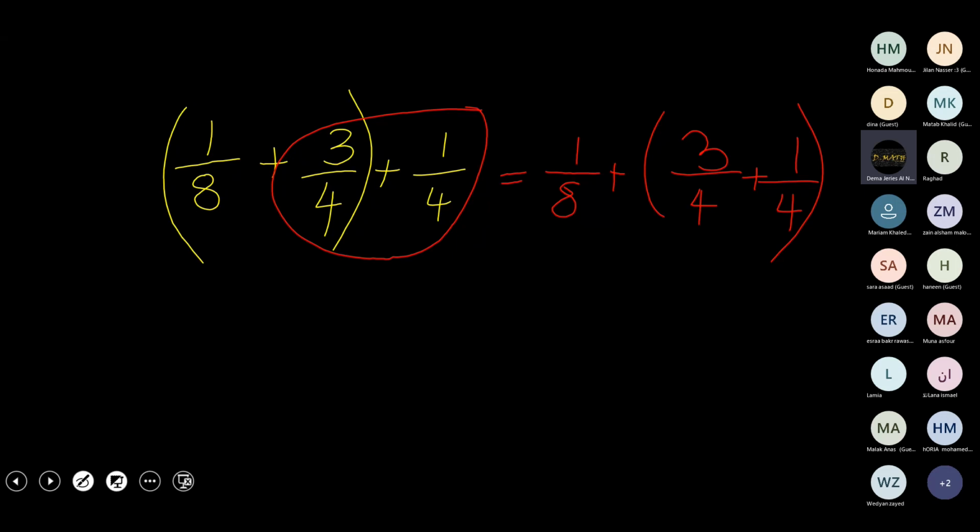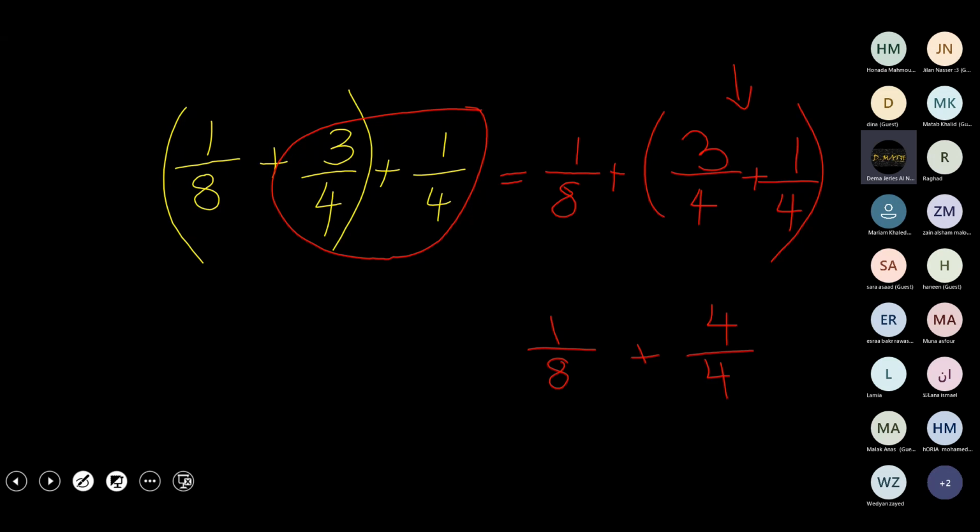So the first thing here, why I use the associative, in order to see, I will rewrite the number and put the two fractions that have the same denominator together. So it makes it easy for me to add. Then let's go solve the parentheses first. 3 plus 1 is 4 over 4 plus 1 over 8.